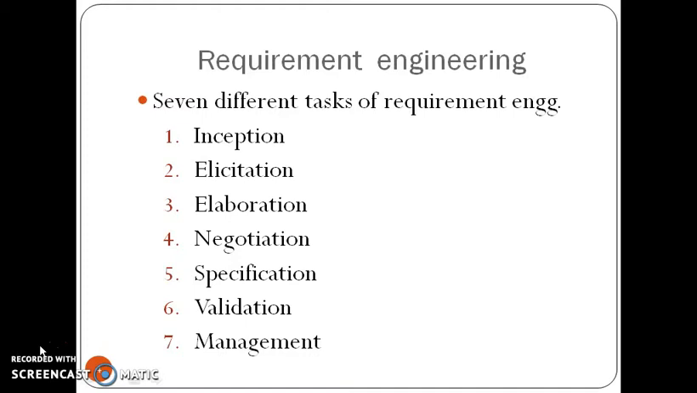The fifth phase is the specification phase. The specifications of the software are generated in the form of written document. The sixth phase is the validation phase. Inconsistencies in the specification of the software are detected and removed. The seventh phase is the management phase. Requirement management is the set of activities that help the project team to identify and control and track requirements.